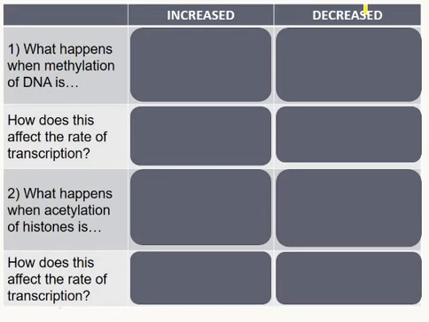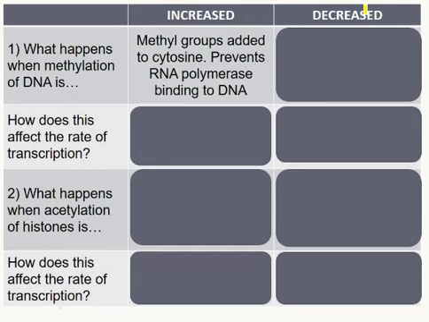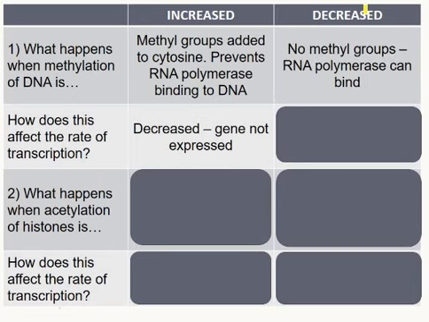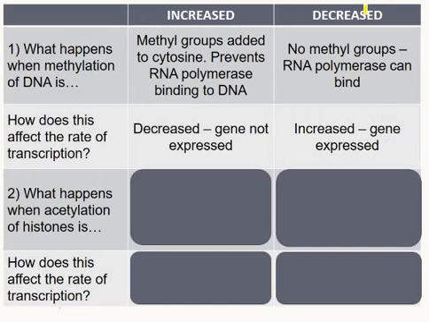Okay, so when DNA methylation is increased, it means that more methyl groups are added to cytosine. This prevents RNA polymerase from binding to DNA, and that affects the rate of transcription by decreasing it. The gene is not expressed. When DNA methylation is decreased, then methyl groups are not added to cytosine, and so RNA polymerase can bind normally. That increases the rate of transcription because the gene is expressed.